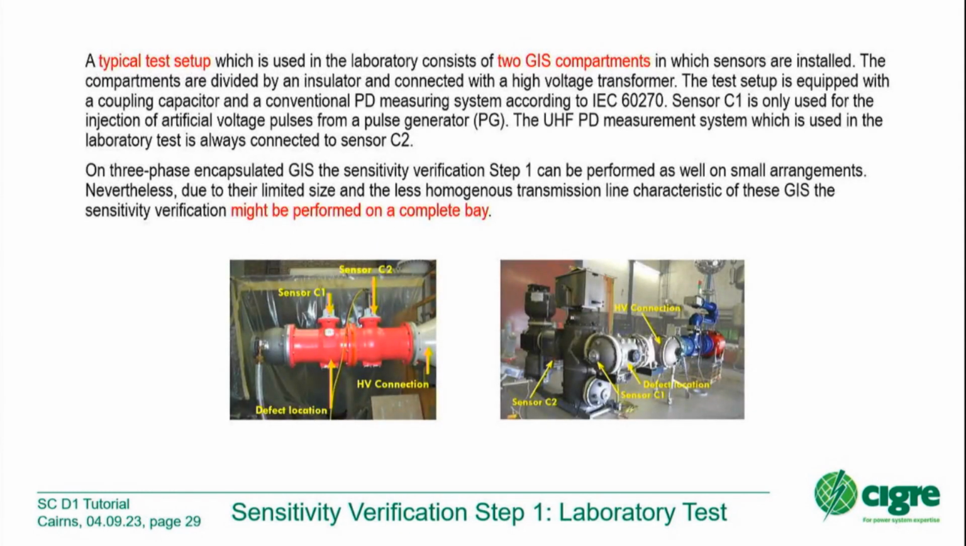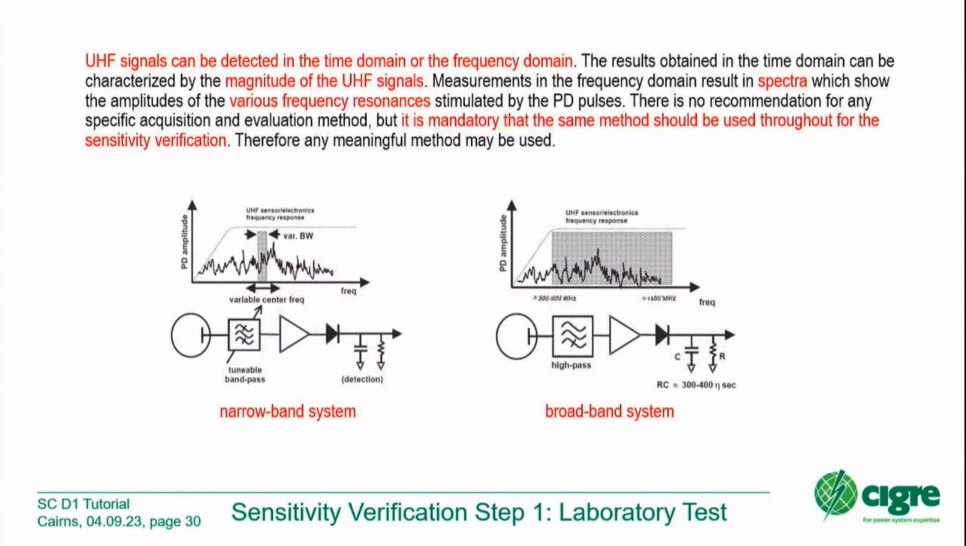You can have these two sensors close to each other, the defect location, and here sensor C1, which is also the connection point of the pulse generator. So this kind of step one can be done on a very simple setup. Sometimes, especially for the 145 kV GIS, you can do the test also on a full day. Why not? It can be done, but this was clarified in the technical brochure.